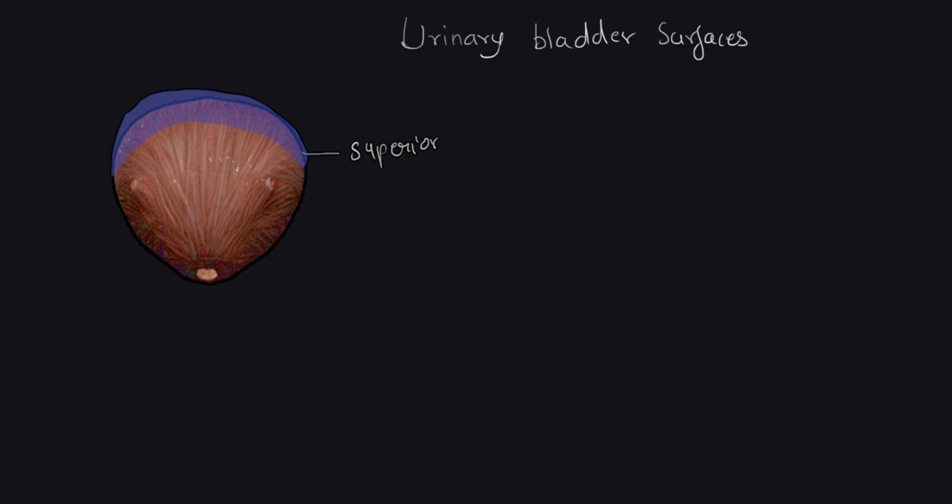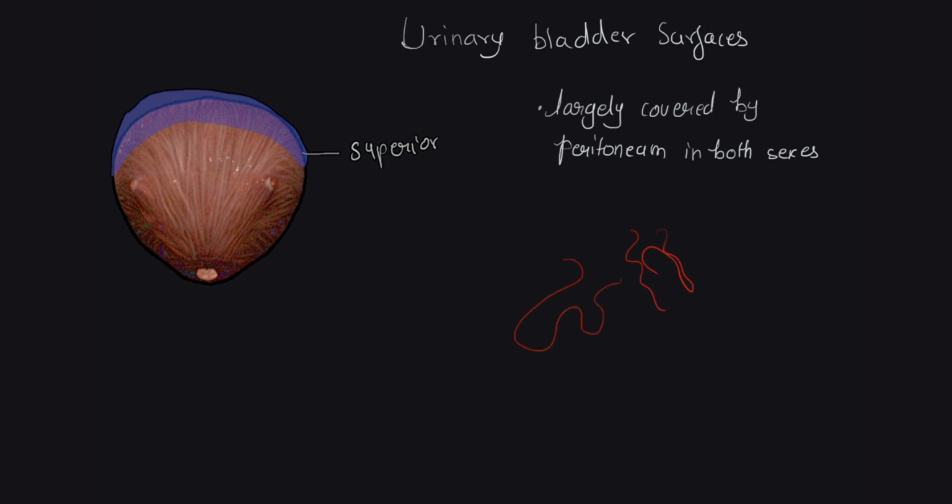The last aspect, the superior aspect. There's not much to say about the superior aspect except that, both in males and females, it is covered largely by the peritoneum. But the thing to remember here is that peritoneum is basically like a sheet. And whenever a sheet folds and goes roaming around the abdominal cavity, it forms pouches, structures, and recesses, etc.